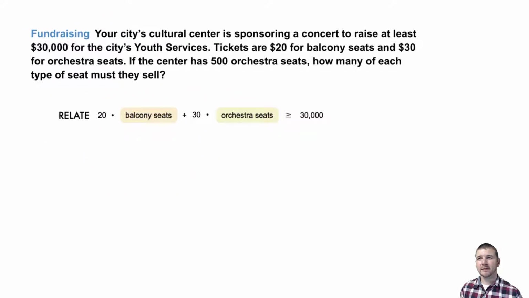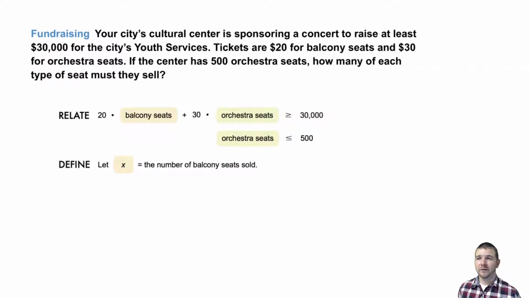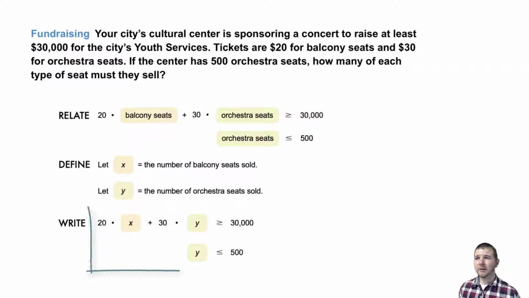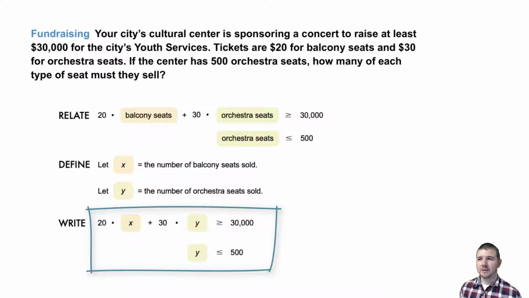First, we'll relate the quantities. 20 times balcony seats plus 30 times orchestra seats must be greater than or equal to 30,000. We also know orchestra seats must be less than or equal to 500. We'll define variables. We can let x equal the number of balcony seats sold and y equal the number of orchestra seats sold. And now we can write the system of inequalities. 20x + 30y is greater than or equal to 30,000, and our second inequality, y is less than or equal to 500.